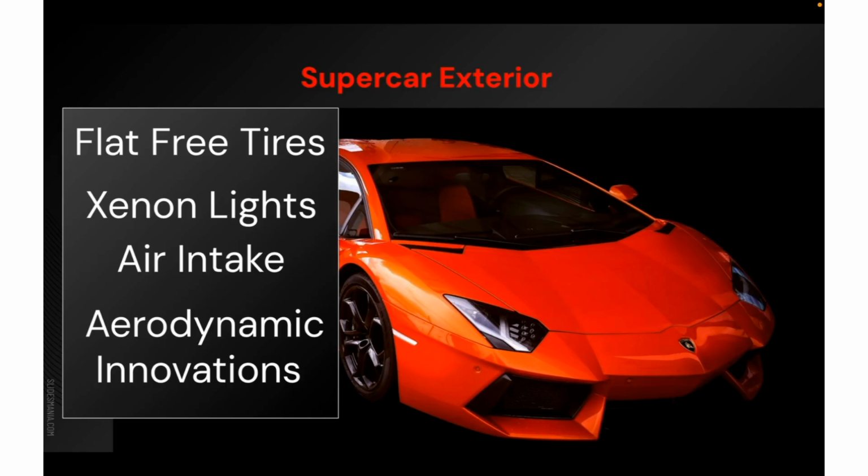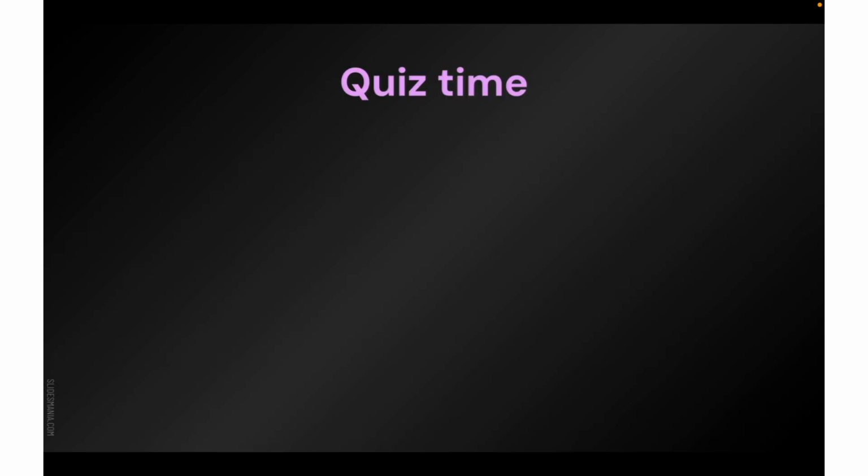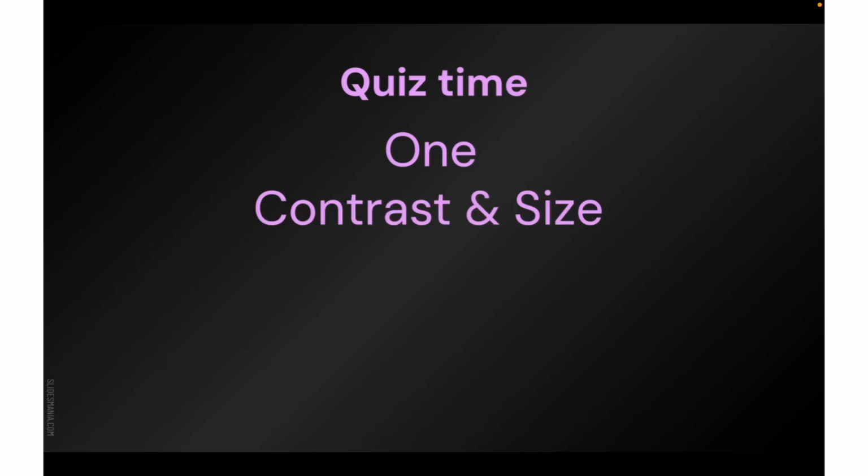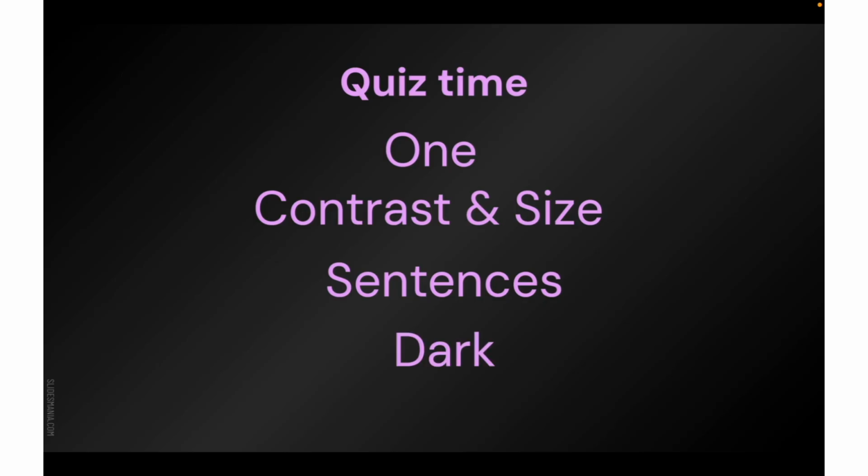So let's do a little quiz. How many messages are you supposed to have per slide? Very good, one message. What two things can we use to steer focus? You got that right, contrast and size. What should we avoid putting on the slide if we are speaking at the same time? Sentences. Don't put sentences on the screen if you're going to speak at the same time. What kind of background should we use? Dark backgrounds are better. And how many objects per slide? Good job. 6 objects per slide. All right, you are ready.